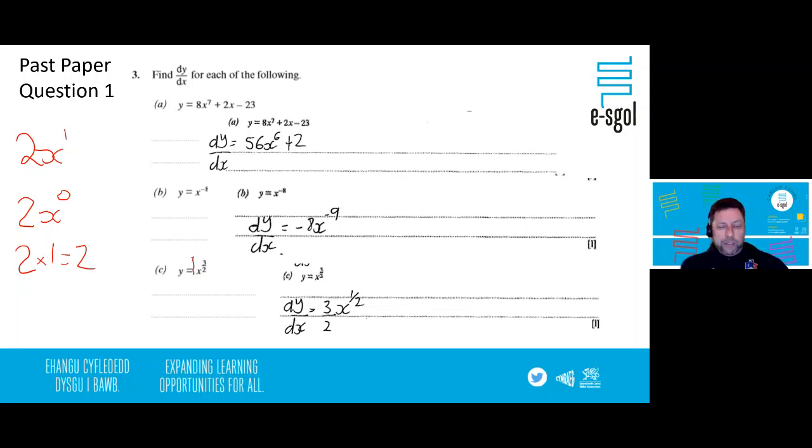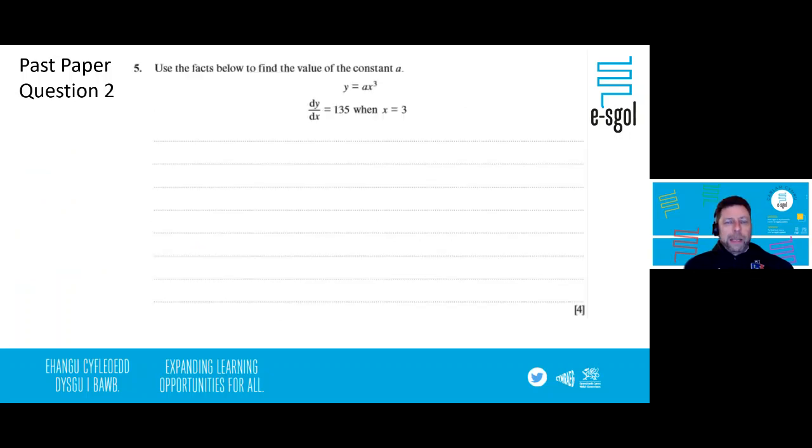Give you a second to see if you want to ask anything or write any questions or any of that down before I move on to past paper question 2. Okay, I'm now moving on. Now here's a different style of question. I did say you'd see a couple of different styles today.